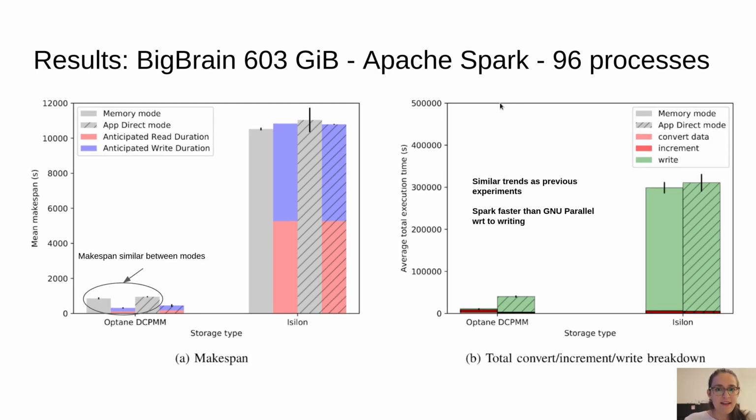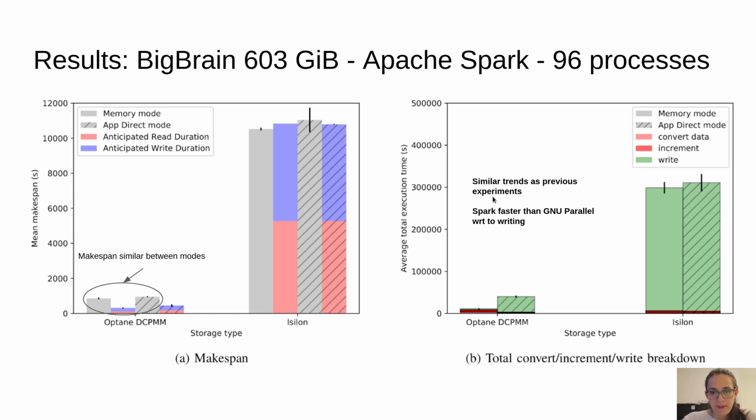When we looked at Apache Spark at 96 processes, we noticed that the makespan is similar between memory mode and AppDirect mode for Optane. And when we looked further into this, we noticed that Spark was actually spending a lot more time in garbage collection with memory mode, and that's likely because Python objects were able to persist in memory and ended up on Optane as they were unused, which is a slower device than memory, and so garbage collection took a bit more time.